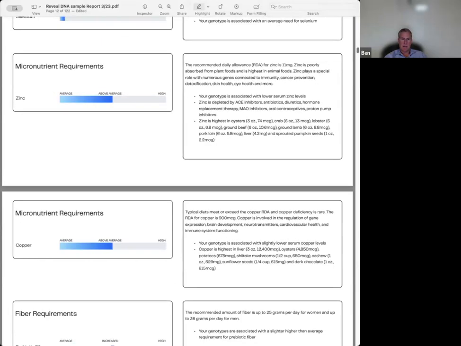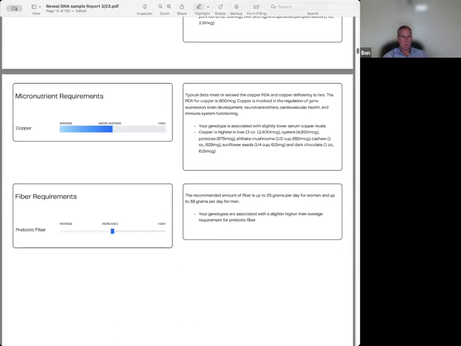Next is zinc. Another mineral, plays a role with genes connected to immunity, cancer, detoxification, skin health, eye health, and more. This genotype is associated with lower serum zinc levels. Here you can see where it's depleted and where the foods are that it's richest. So again, you're going to be making that decision. Are we eating these foods, or are we going to supplement, or are we going to do both?